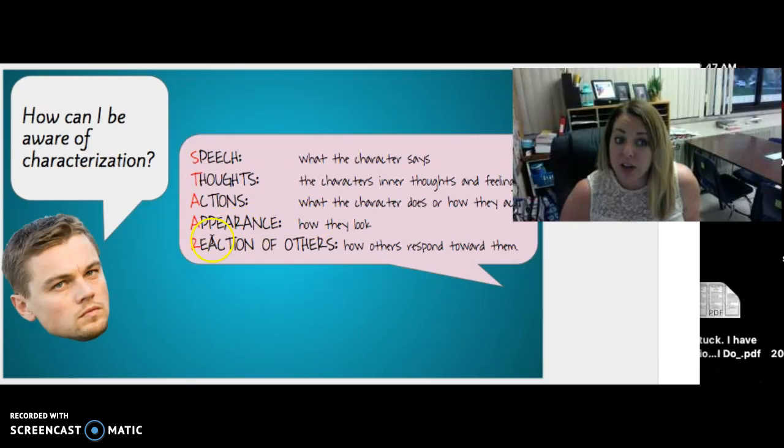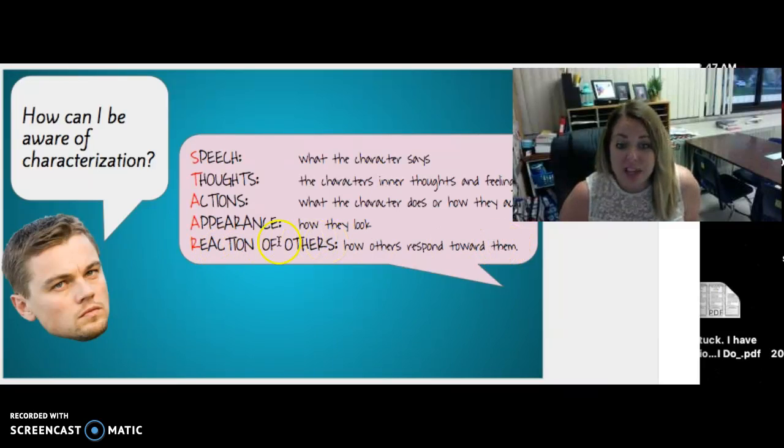things about their characterization. For instance, if their clothing is always wrinkled and unkept and dirty, or maybe sloppy. They just don't really seem to put a lot of attention to their physical appearance. We can make some assumptions about them based on that sometimes. And then the last one is reaction of others. When we look at how other characters respond to that character, that shows us something too.